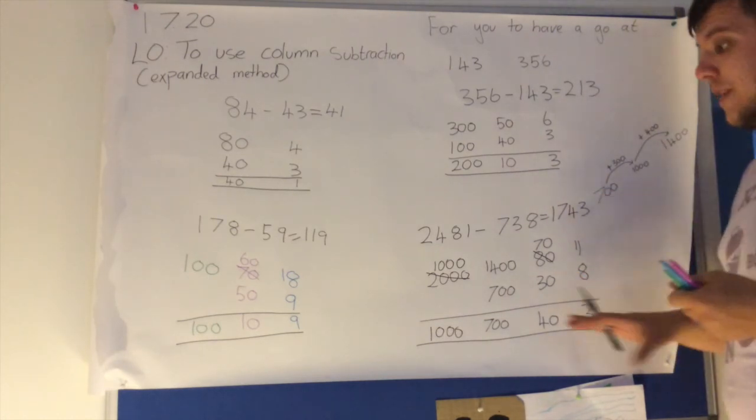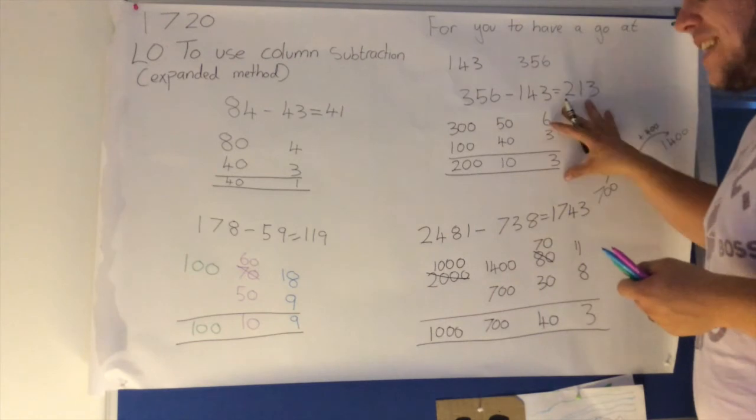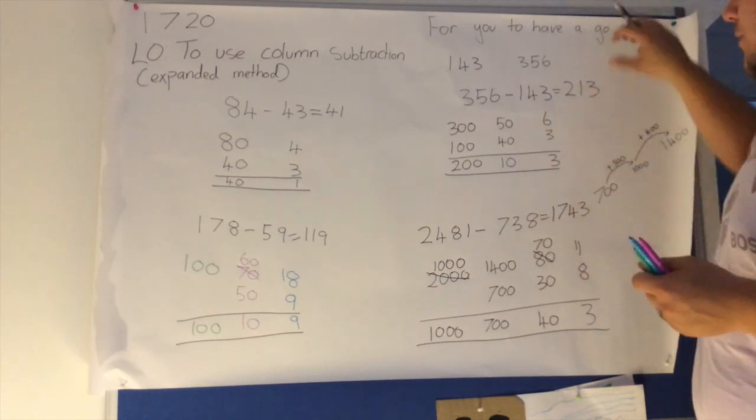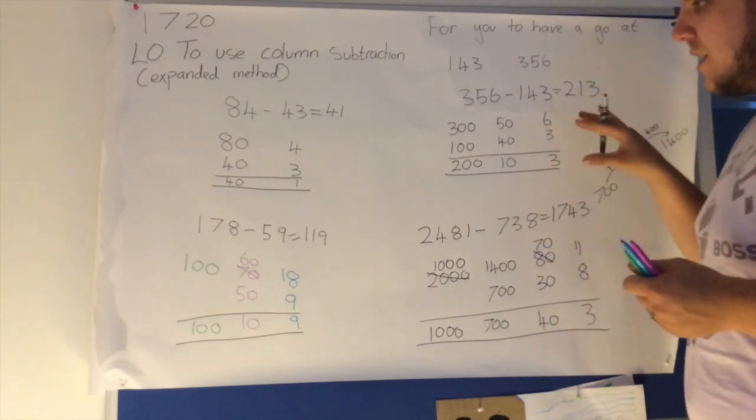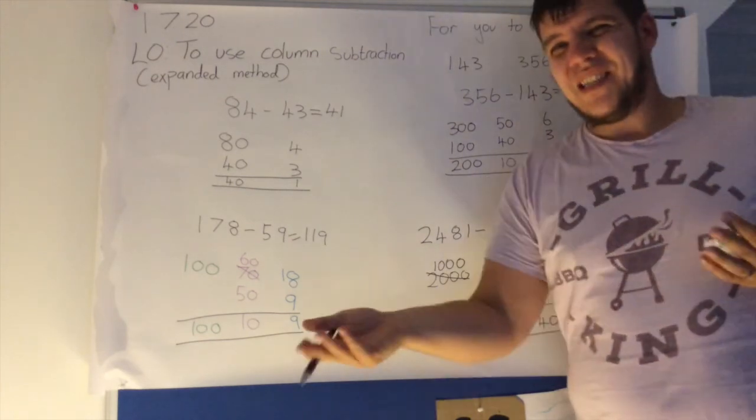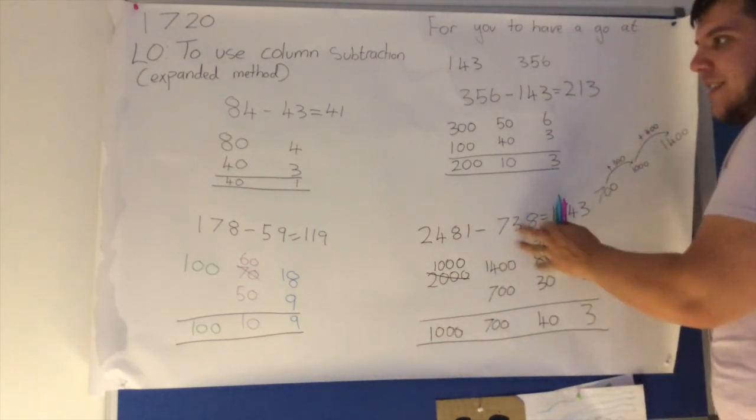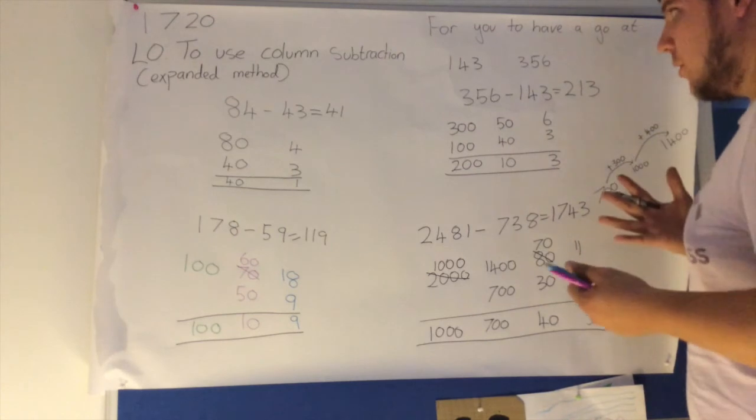Yeah, so that's the expanded method. We're going to go on tomorrow to the standard method, but really make sure you've got this one down first, because the column subtraction that we look at tomorrow is a bit of a trick, whereas this gives you the understanding, which is why it's so useful.